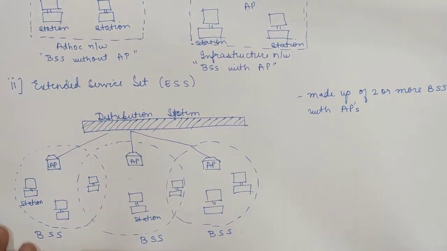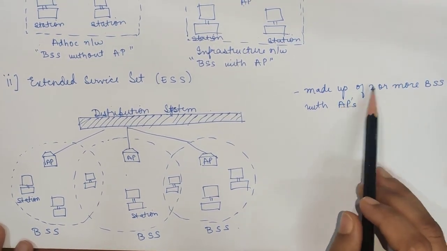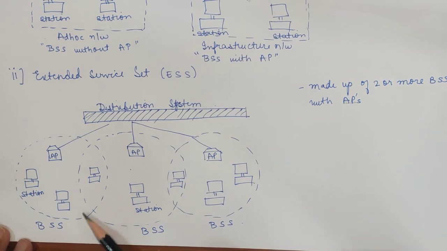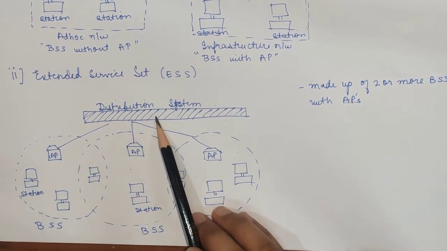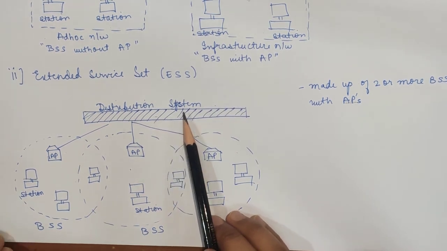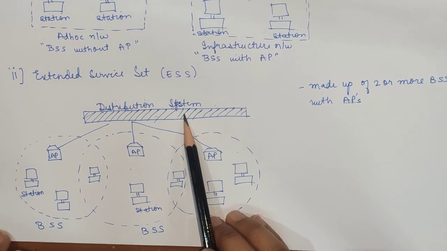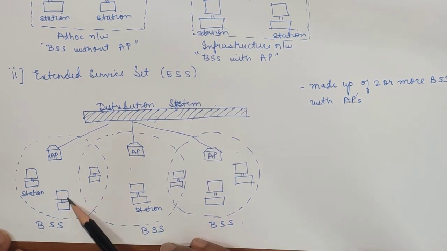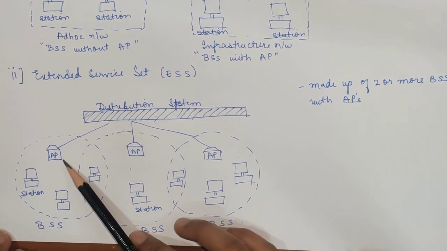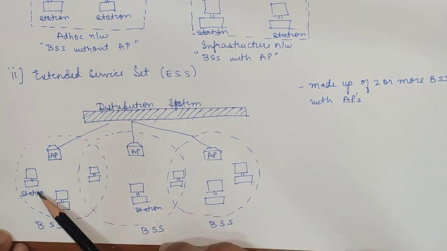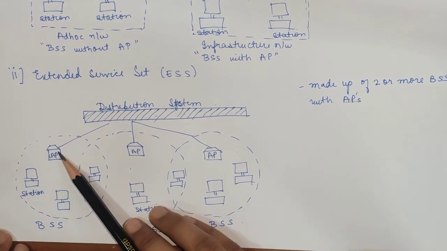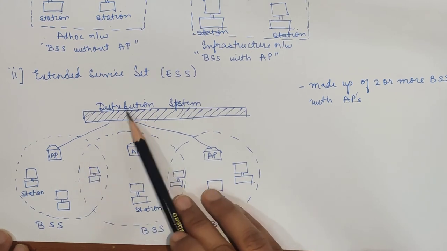An extended service set is made up of two or more BSS with access points. As you can see in this diagram, there are three different basic service sets. All of them have an AP, and all the access points are connected to a distribution system. Stations of one BSS can communicate directly through an AP. But if this station wants to communicate with this station, and these are of different BSS, they can communicate via an access point, but it is obviously going to communicate via the distribution system.